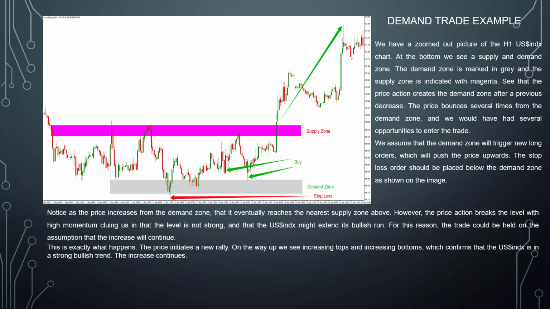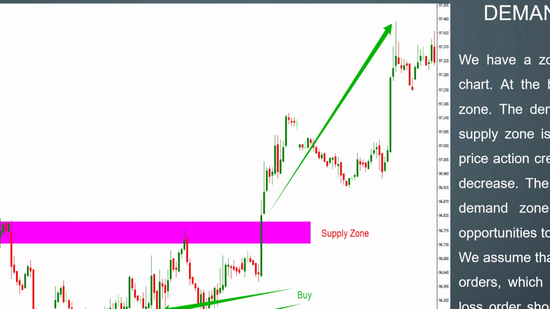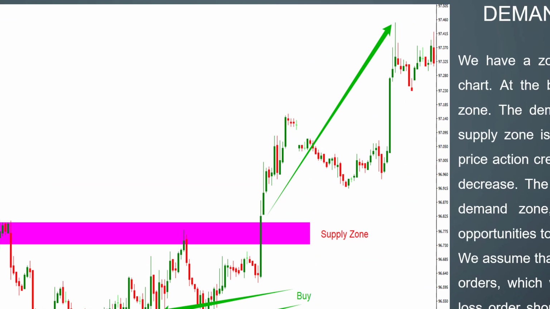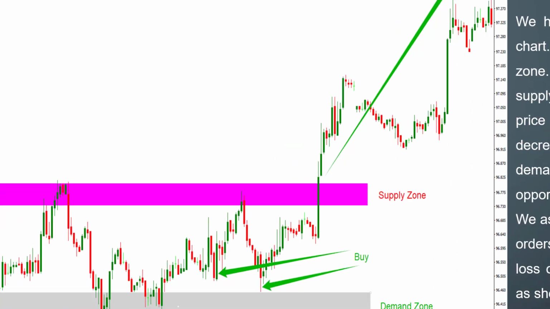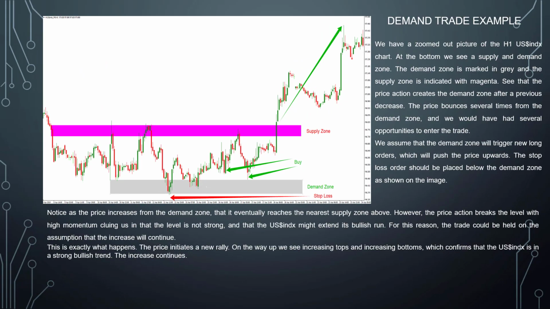This is exactly what happens. The price initiates a new rally. On the way up, we see increasing tops and increasing bottoms, which clearly confirms that the dollar index is in a strong bullish trend. As you can see, price keeps on moving to the upside. We have higher highs, higher lows, higher highs, higher lows, signifying a strong bullish movement.